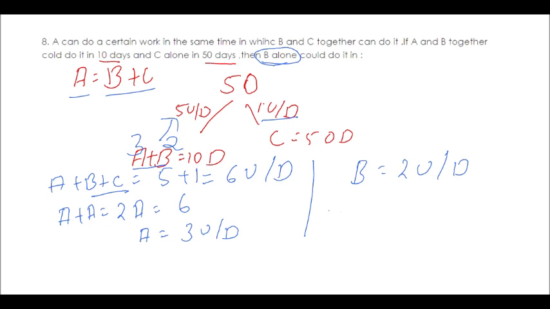So the number of days taken by B: total work is 50 and B's capacity is 2, so this is 25 days. This is how we can solve the problem very easily and very quickly using this technique.